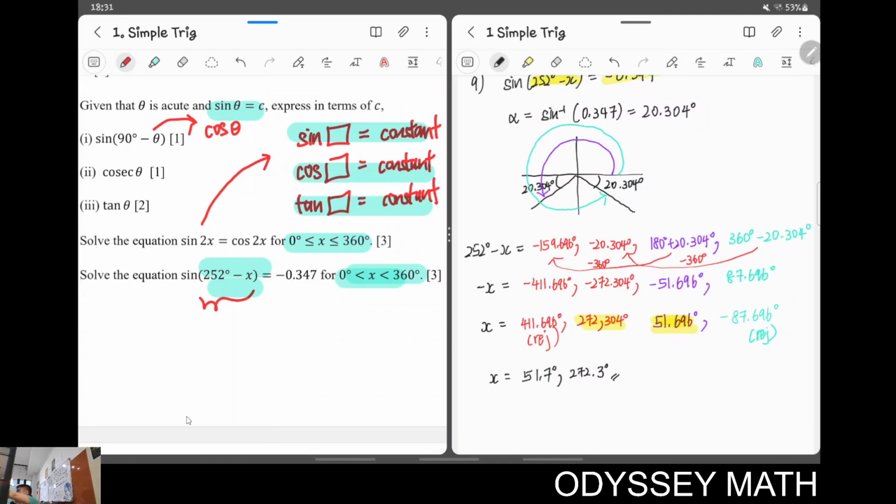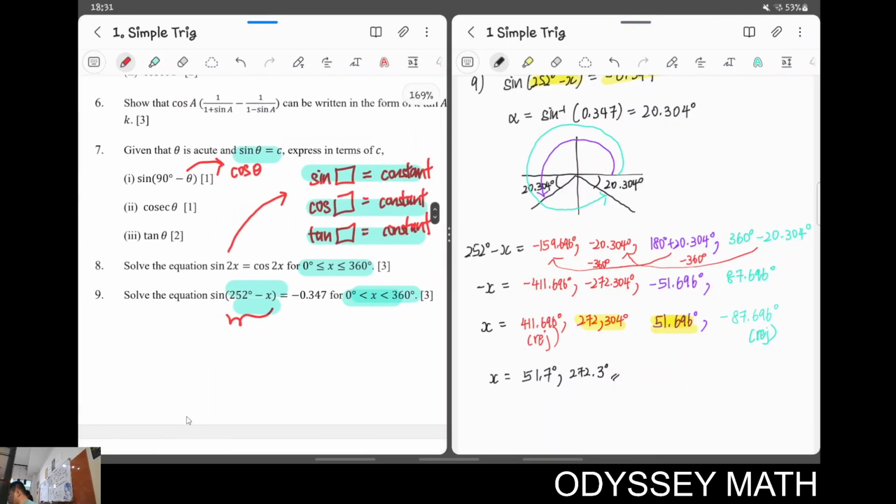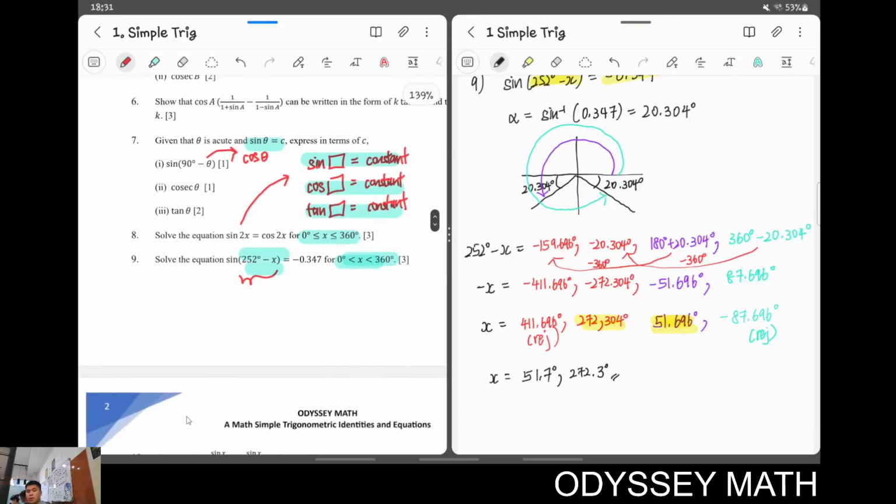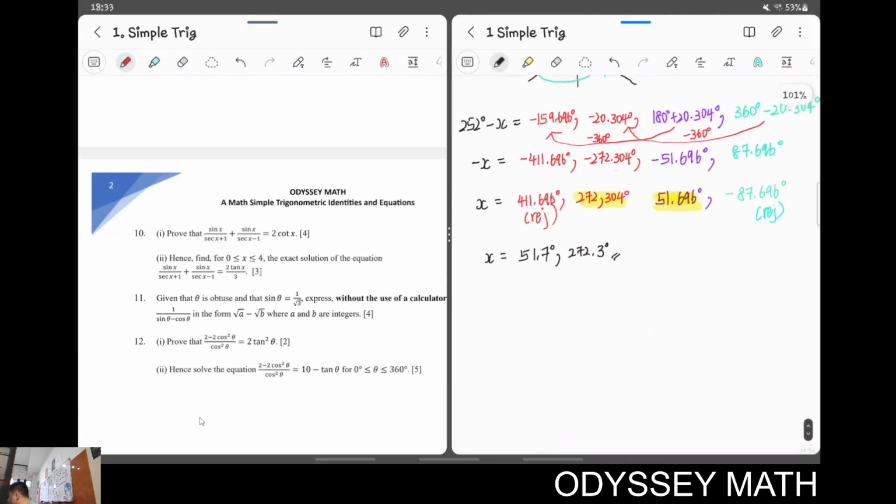Understand? This question will be 2 marks, but most students will forget to write this angle here. So for a trigo equation, look at the angles that you get at the end and ask yourself whether you have given all the possible angles. Okay? Question number 10.